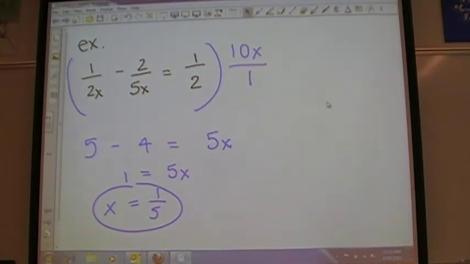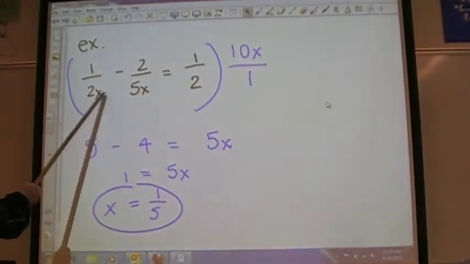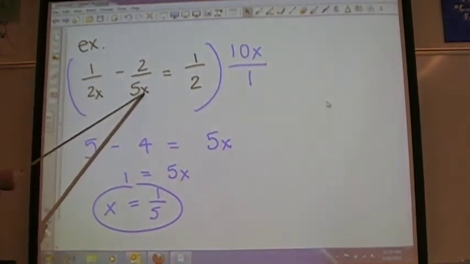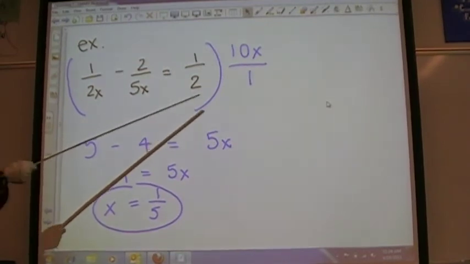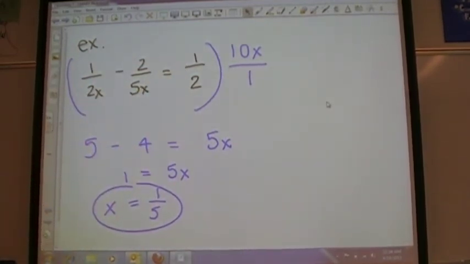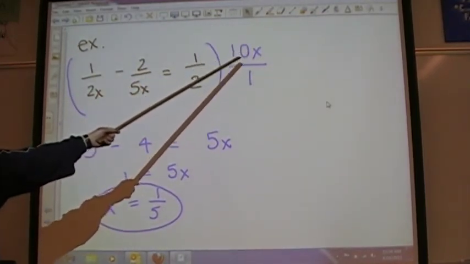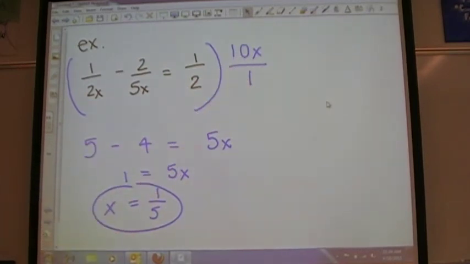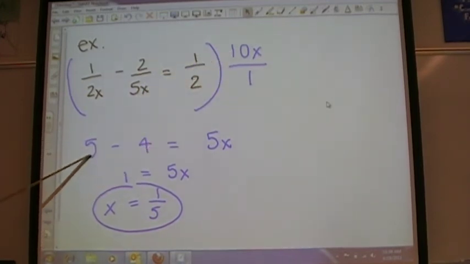If you want to, you could combine these two by getting the least common denominator of these two. Then you would have just one fraction, then you could cross multiply. But this is the easiest way to do it. Just multiply the entire problem by the least common denominator of all three, which is what? 10x. Everybody see that? When I multiply this fraction by 10x, you should get 5.